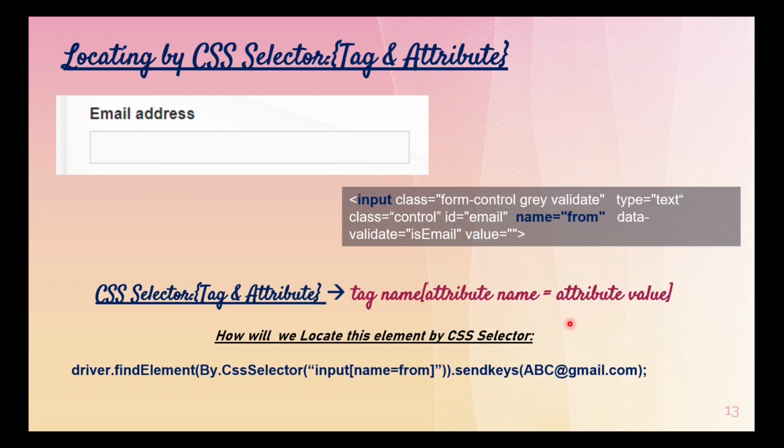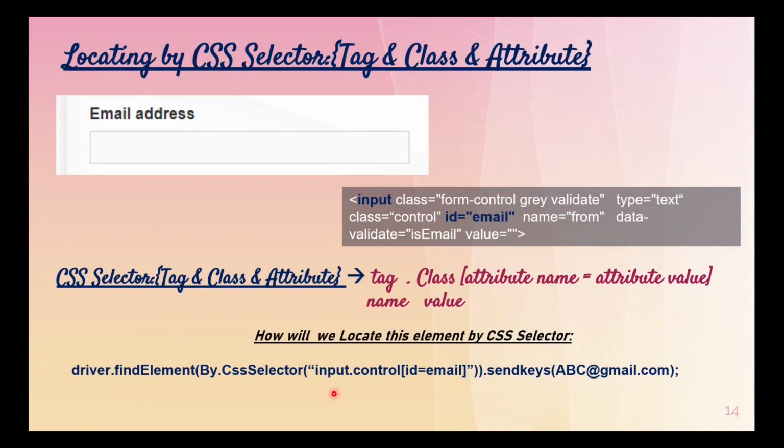Okay, next we have the tag and attribute. So how we're going to work with tag and attribute is tag name, then we have the attribute name is equal to attribute value. Now we can use any of the attributes that we want. Like over here, we can use driver.findElement by.cssSelector, input, name. Like here I can use ID, I can use name, I can use class, anything I can use. So I'm using name. Name is equal to from. That is the attribute name is name. My attribute value is from. Here you can see. And my tag name is input.